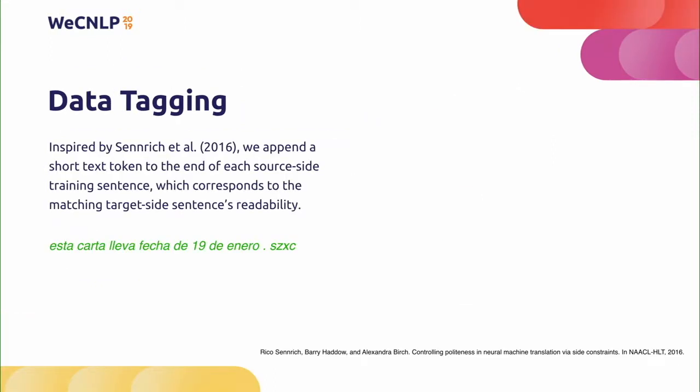Our first approach is inspired by Sennrich et al. 2016, where we append a short text token to the end of each source-side training sentence, which corresponds to the matching target-side sentence's readability. So you see this sentence in Spanish. We have this odd token at the end, SZXC. This means that we have assigned this to the simple set. And in our complex set, we have a little different token that we append to the end of the source side of the training corpus.